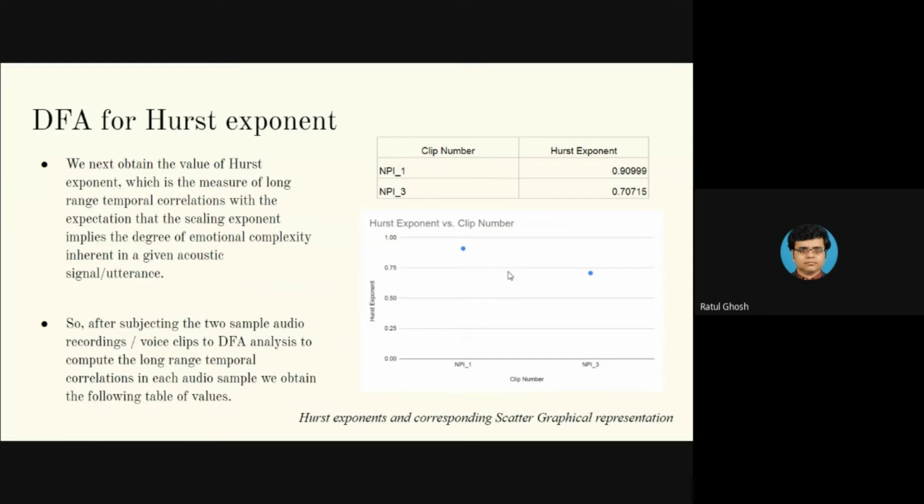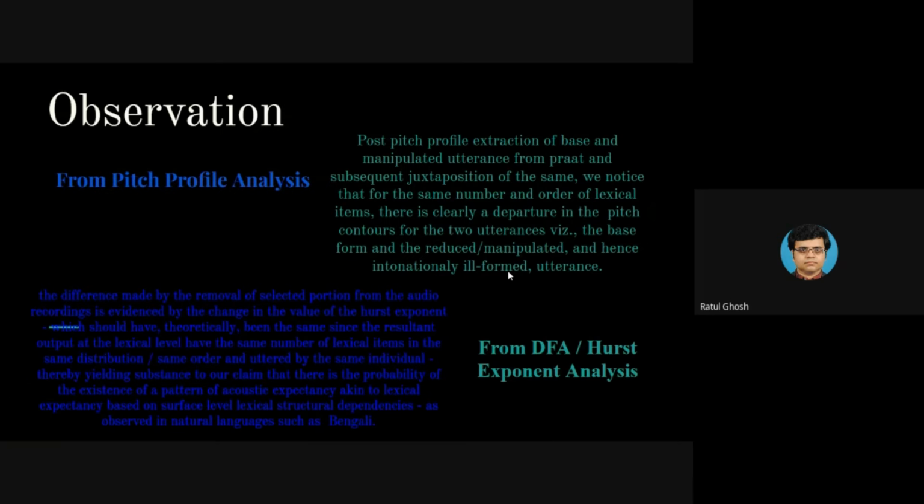We next used DFA to calculate the Hurst exponent, and we have obtained the same. The Hurst exponent is a measure of LRTC, and it has been plotted. We then subject the two audio samples to DFA analysis to compute LRTC, and after having obtained the Hurst exponent values, we plot them on a scatter graph. And here we can see there is some difference. So there are two observations, one from the pitch profile and the other from the DFA or Hurst exponent analysis.